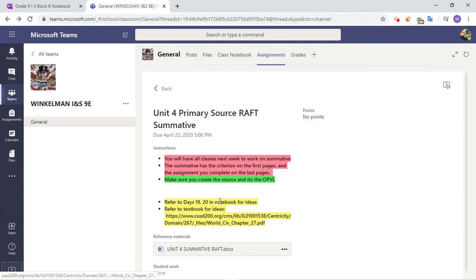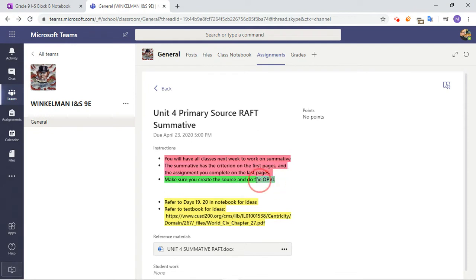Okay, now these are important instructions for you to look at when you click Unit 4 Primary Source RAFT Assignment. It says you will have all classes next week to work on summative. That's this week. The summative has the criterion on the first pages and the assignment you complete on the last pages. So the whole thing is right here in this document. The criterion and then the assignment is after that.